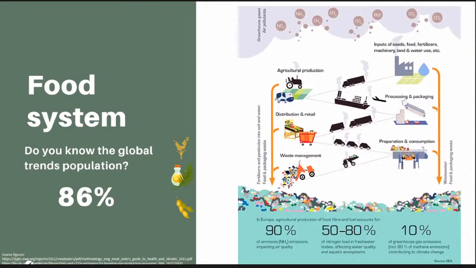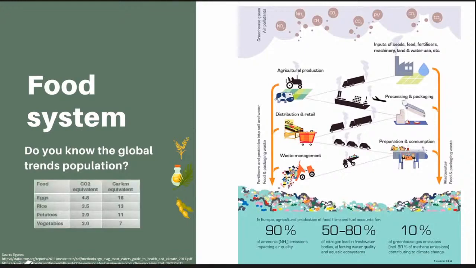Regarding the air pollution that food can cause, the following table shows the greenhouse gas emissions produced by 1 kilo of some food. It includes all the emissions produced on the farm, in the factory, on the roads, in the shop, and in your home. For example, you need to drive almost 20 kilometers to produce the same emissions of CO2 as eating 1 kilogram of eggs.